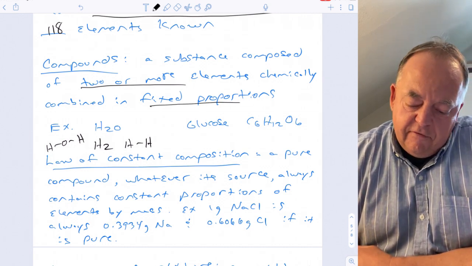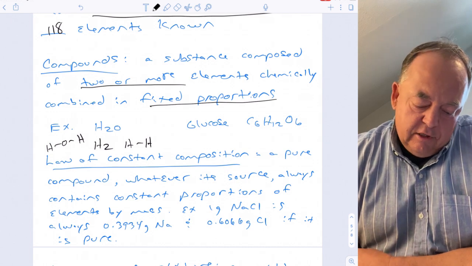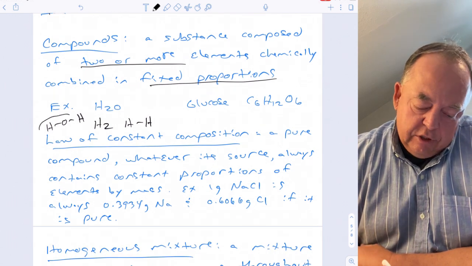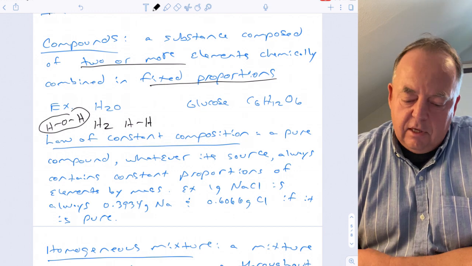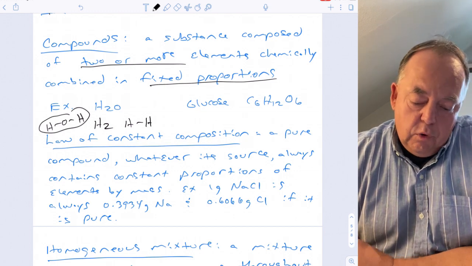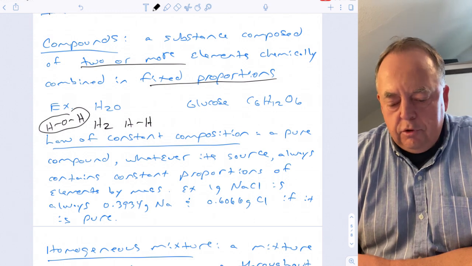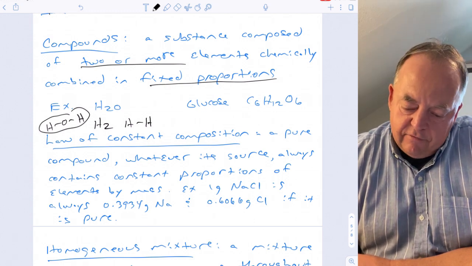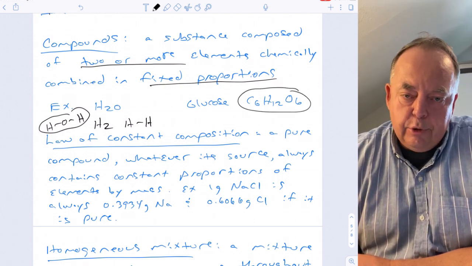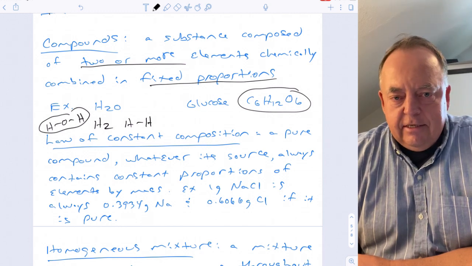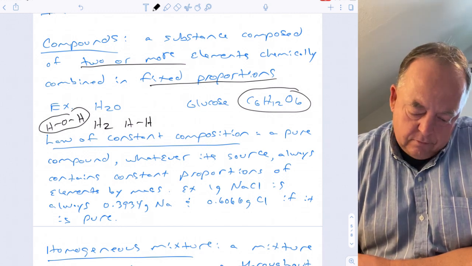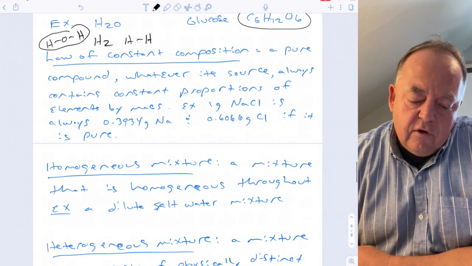And what does it mean, in fixed proportions? That means water, for example, is always two hydrogens and one oxygen. Water on the moon, water on Mars and water on Earth is all H2O, two hydrogens and one oxygen. If glucose is found somewhere else in the universe, it will be C6H12O6. So that ties in with the law of constant composition.